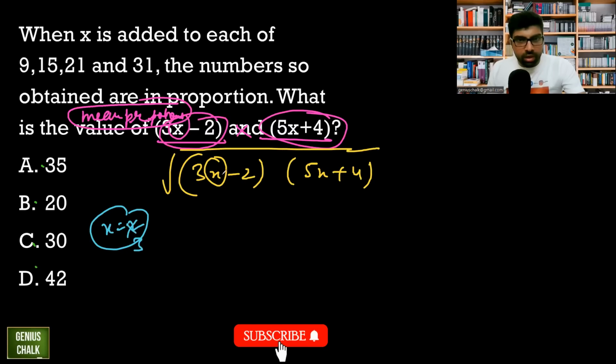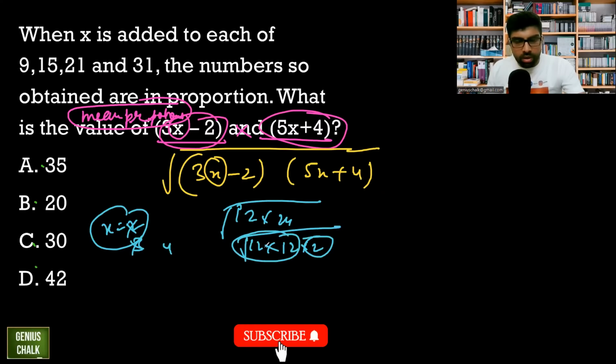3. 3 to the 9 minus 2, 7. And 15 plus 4, no. 3 is also cancelled. 4. 14 minus 2, 12. And 20 plus 4, 24. So 12 into 24. You know, this is 12 into 12 into 2. So 12 is a square root, but 2 is alone left. So 4 is also not possible.